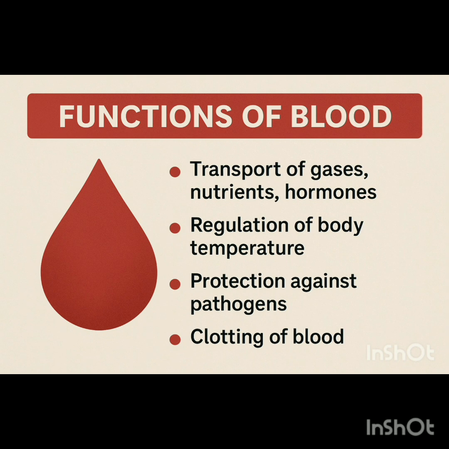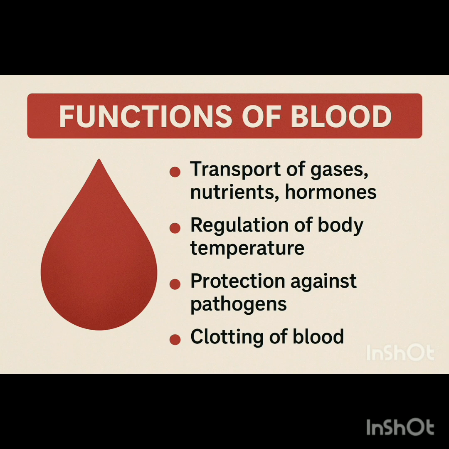Functions of blood. 1. Transport of gases, nutrients, and hormones. Blood carries oxygen from the lungs to tissues and removes carbon dioxide. It delivers nutrients from the digestive tract to cells. It transports hormones from glands to target organs. 2. Regulation of body temperature. Blood helps distribute heat throughout the body and maintains a stable internal temperature.